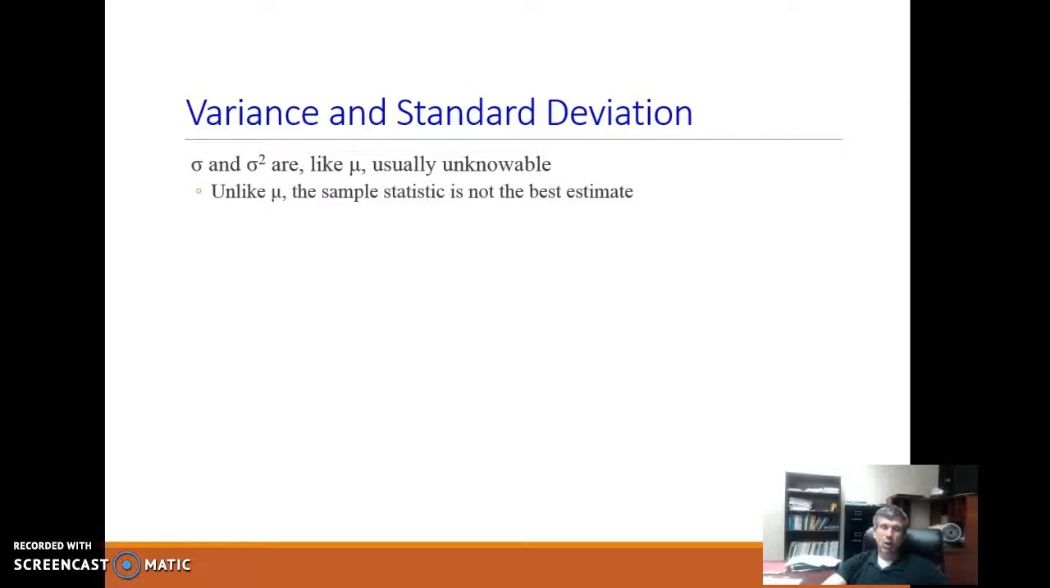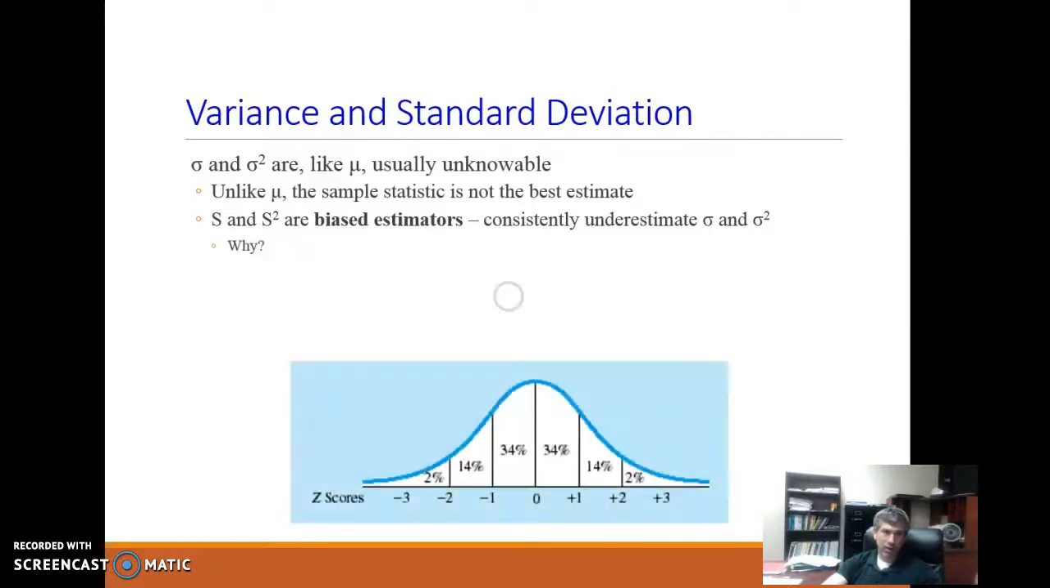So here's one extra wrinkle with the variance and the standard deviation. Remember we said if you don't know what mu is, if you don't know the population mean, your best estimate is the sample mean. Okay? In the case of sigma and sigma squared, our population standard deviation and variance, the sample statistic actually doesn't give us the best estimate that's possible. The reason why: those sample statistics are what are called biased estimators. They are going to consistently give us estimates of the population standard deviation and variance that will be too low. Here's the reason why, essentially.